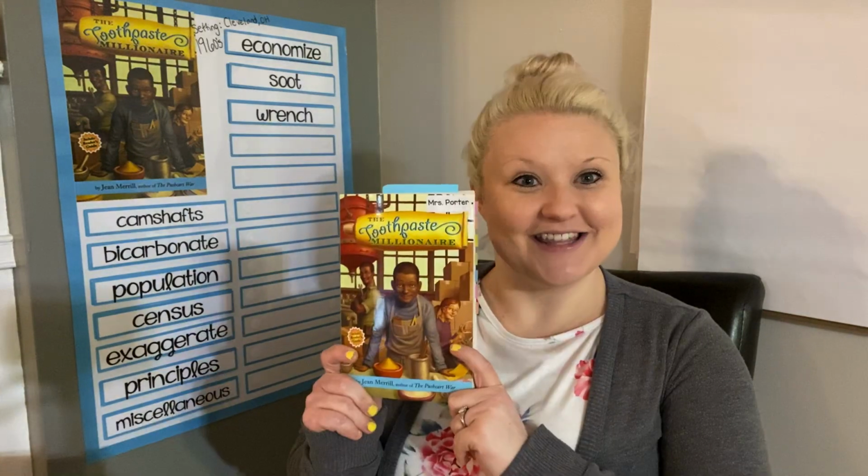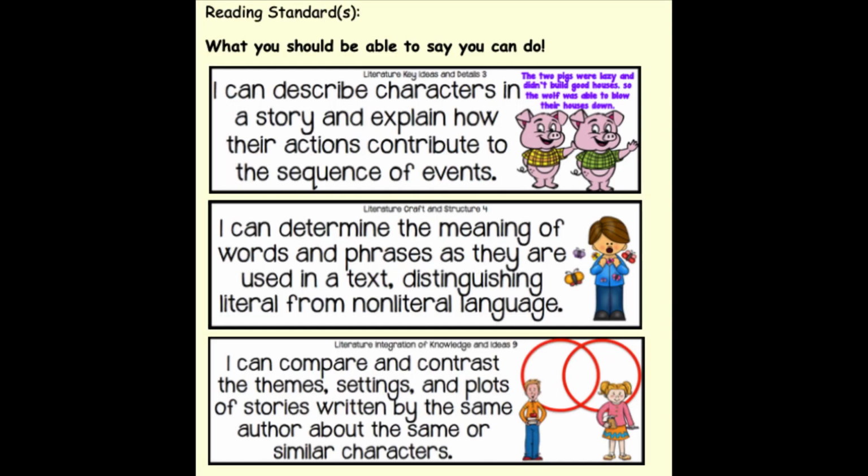Hello, awesome third graders. Today we're going to read chapter 13 through 15 in The Toothpaste Millionaire. But first, let's talk about our standards. What should you be able to say you can do?